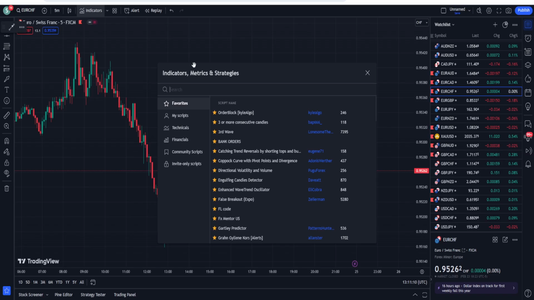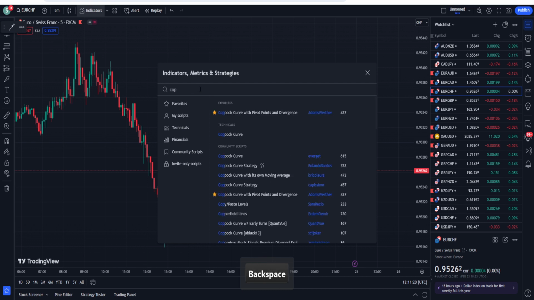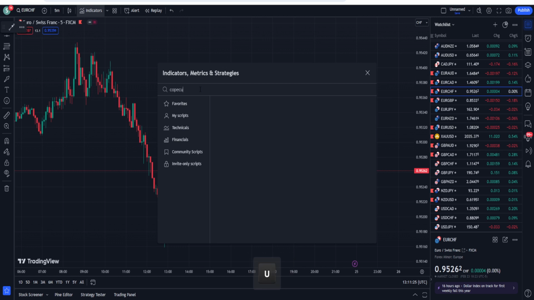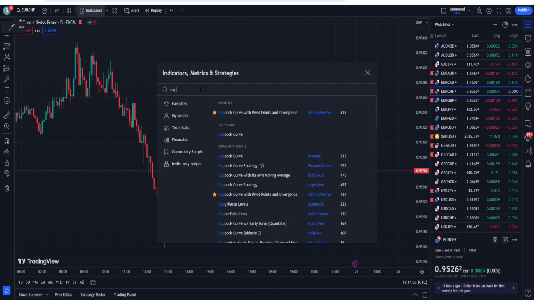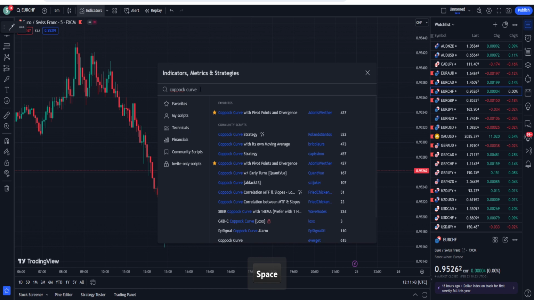Okay guys, so in the indicator section here, we are going to search for COP curve. Sorry, I made a mistake. Let me spell it: C-O-P, then you are going to write POC. So COP POC curve. The name is a bit difficult, so don't worry about it. COP POC curve with pivot.